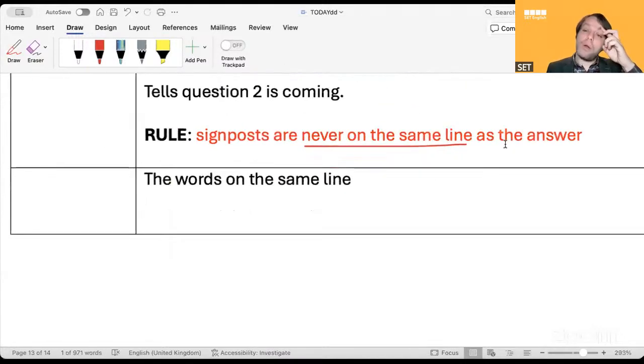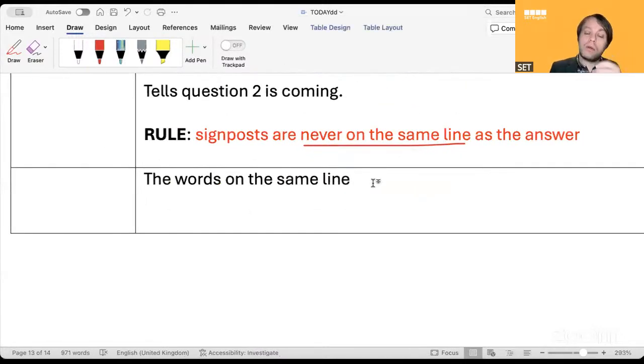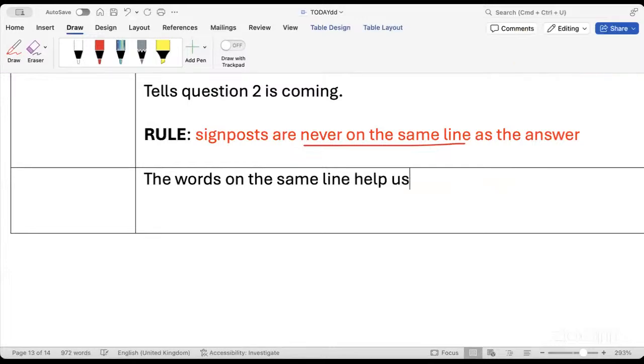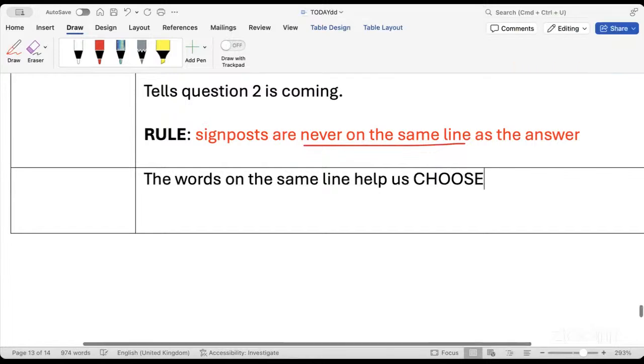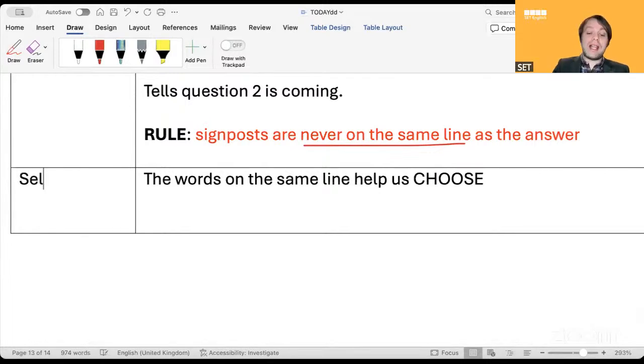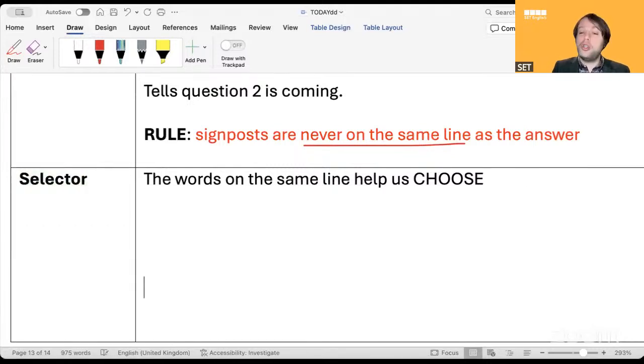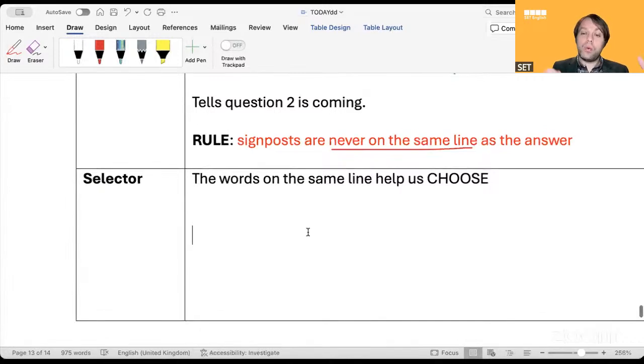But also, what do the words on the same line do, Carmen or Helen? There might be two possible answers, so you need to select the right answer. So when I have two answers, I've got to choose. So I call this a selector word. A selector word is just helping me choose the right answer when I hear more than one. Does that happen in OET? Do you hear more than one possible answer? Yes.